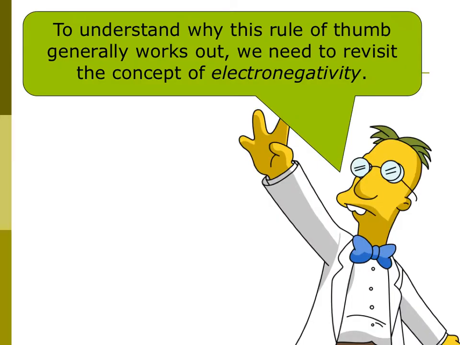There's a reason that we call that a rule of thumb as opposed to the rule. That is not the law that every bond between a metal and a nonmetal would have to be ionic. There's a reason why these compounds typically fall into these categories. The categories are all based around a concept called electronegativity.